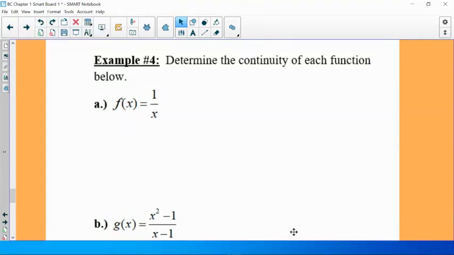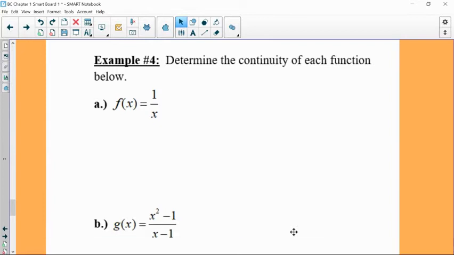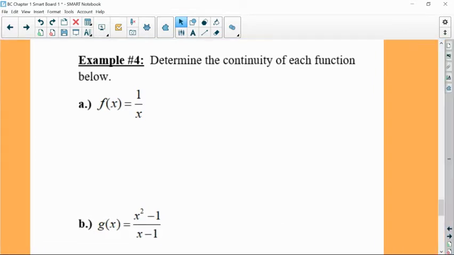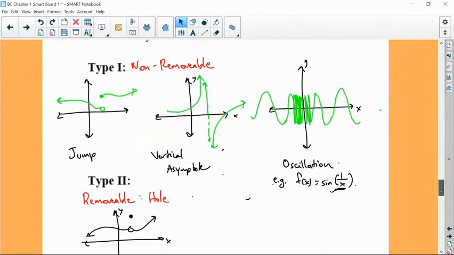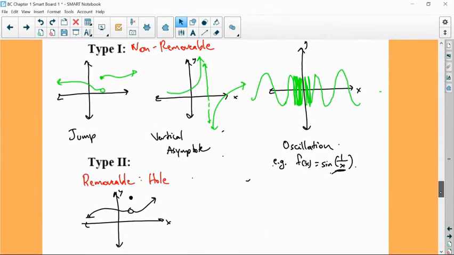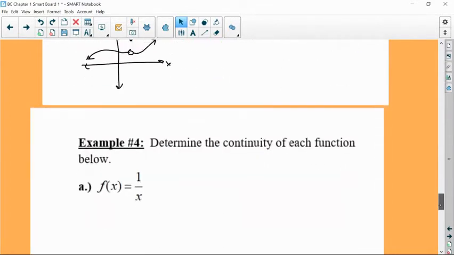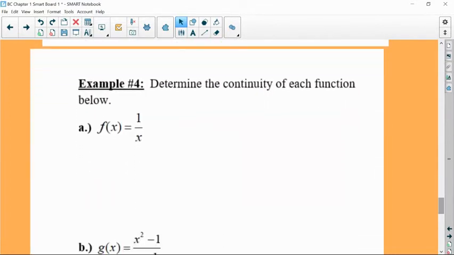Okay, so I want to look at just one more video about continuity, just to make sure we're on the same page here, looking at functions and applying maybe what we learned in the last video, but the different types of discontinuities, whether they're removable or non-removable, and if they are non-removable, what kind is it? So it says determine the continuity of each function below.